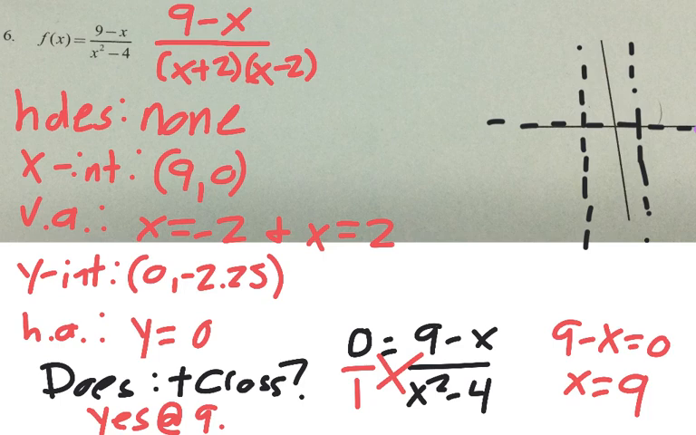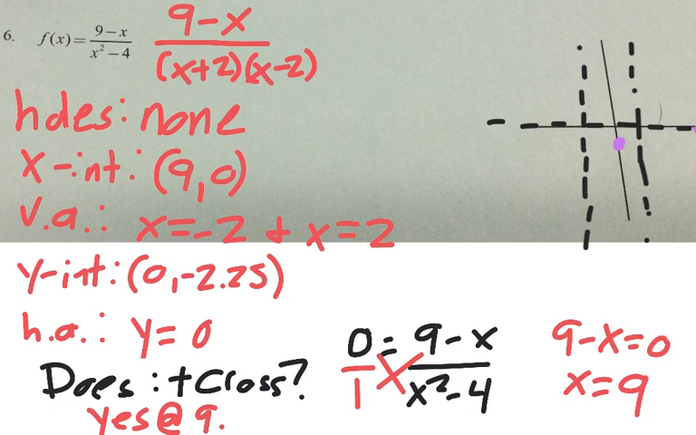Okay, and then I graph the x-intercept. I've graphed the vertical asymptotes. The y-intercept is at -2.25. So that means it has to cross here somewhere.